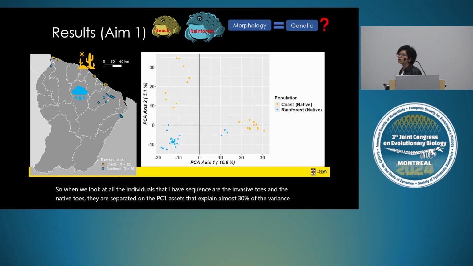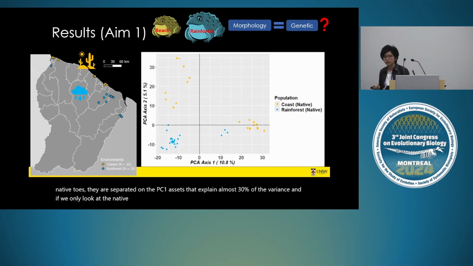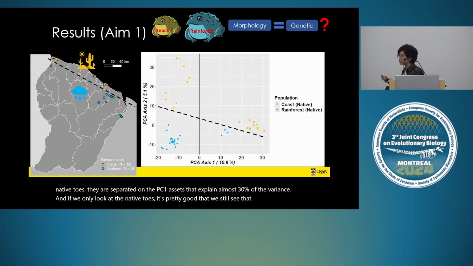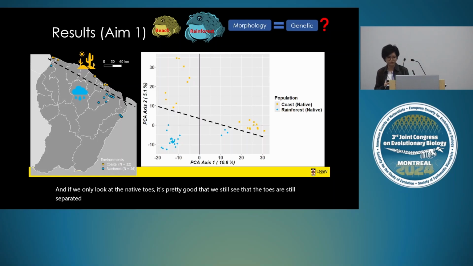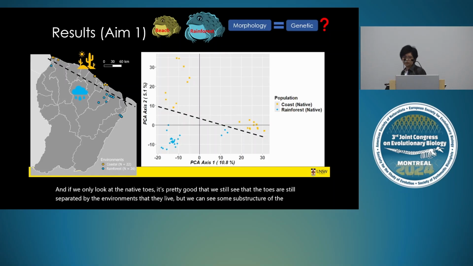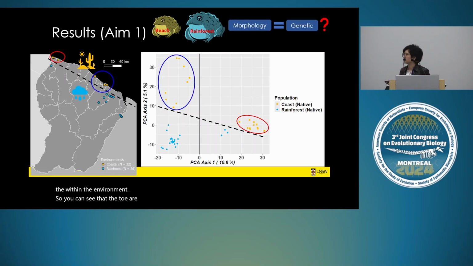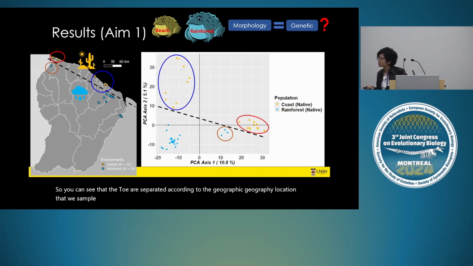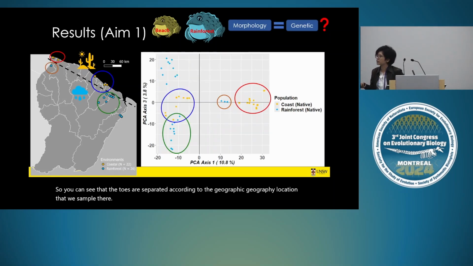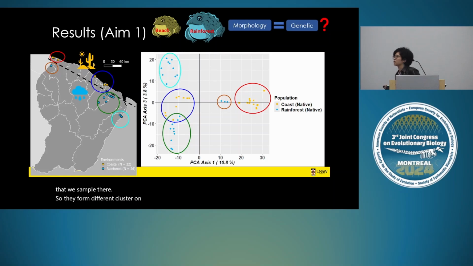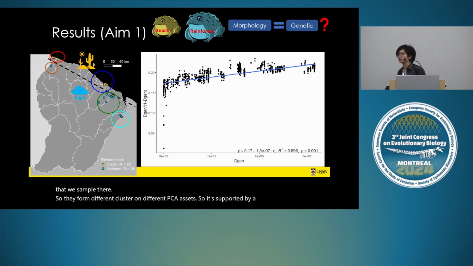And if we only look at the native toads, it's pretty good that we still see that the toads are separated by the environments that they live in. But we can also see some substructure of the toads within each environment. The toads are separated according to the geographic location where we sampled them, so they form different clusters on different PCA axes. This is supported by a significant isolation by distance matrix.